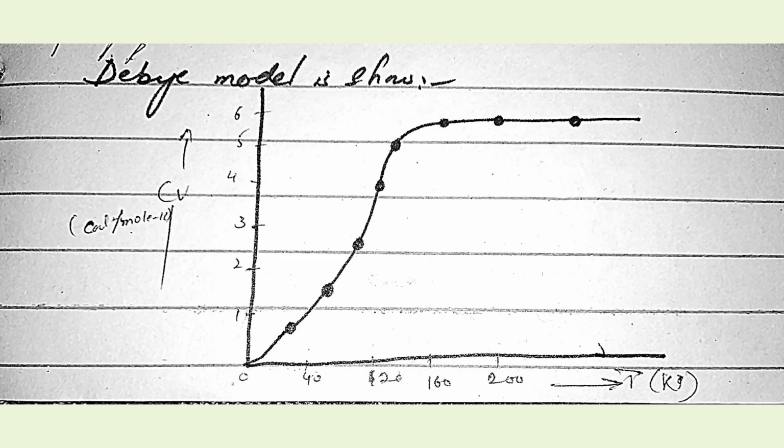That is the Debye model graph. As you can see, as the temperature changes from low to high, there is a constant value, that is CV is equal to 3R, that obeys the Dulong and Petit law. Thank you so much.